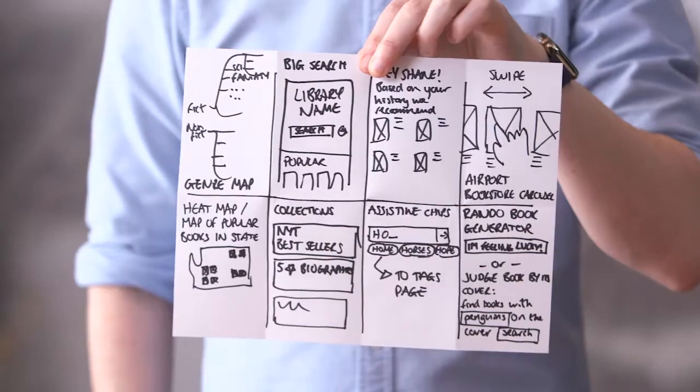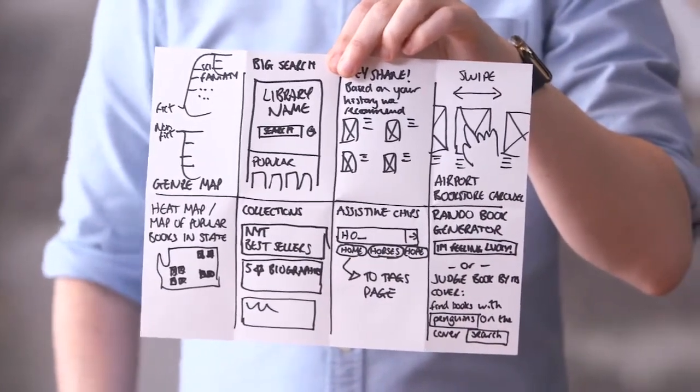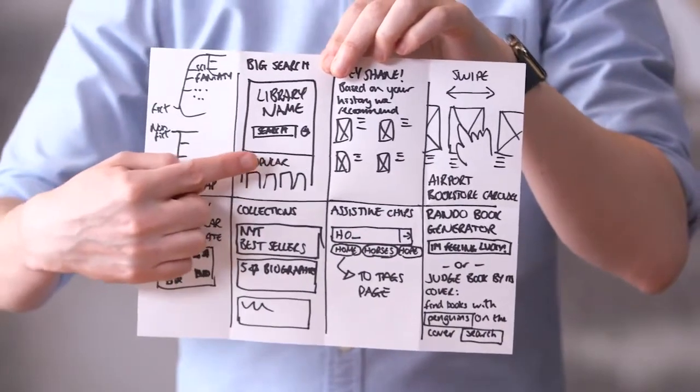If a user wants to find a book, a search box sounds like a sensible place to start, so I drew one of those here.